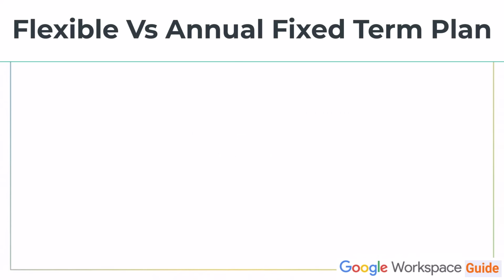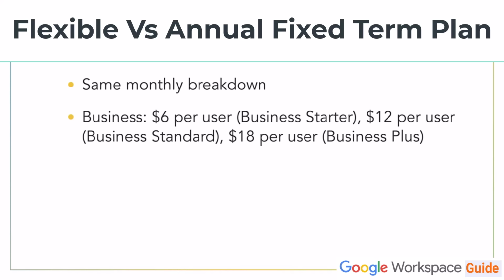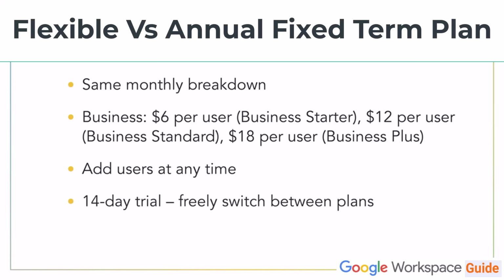As of the date of this recording, both the flexible and annual plans bill at the same monthly rate of $6 per user for Workspace Business Starter, $12 per user for Standard, and $18 per user for Plus. Both allow users to be added at any time for additional monthly cost. Also, during the 14-day trial of Workspace, you have the option to switch between the flexible and annual plans at any time.